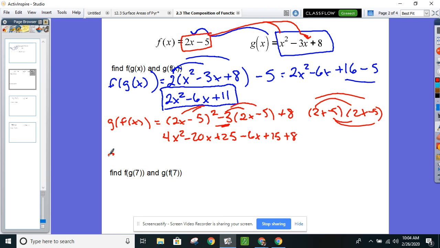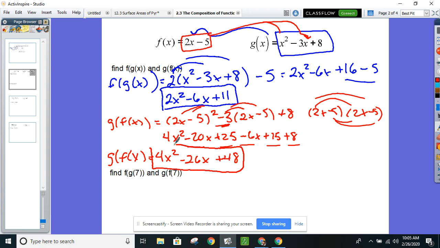So let's simplify that. So g of f of x simplified, add like terms. We got 1 squared, so we're left with 4x squared. We got negative 20x minus 6x, so it gives us a negative 26x, and then 25 plus 15 is 40, plus 8 is 48. So that's g of f of x. So you can tell how they're different. So it does matter which one comes first, which one's inside the other one.